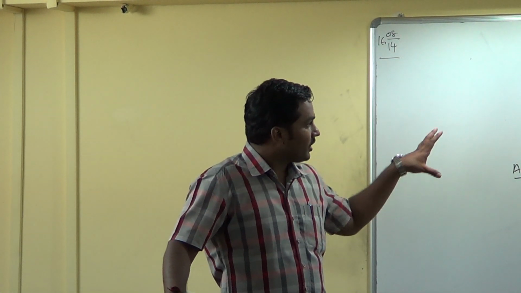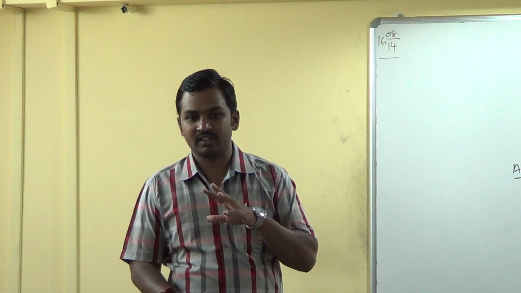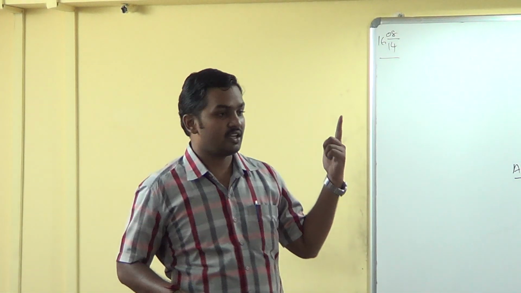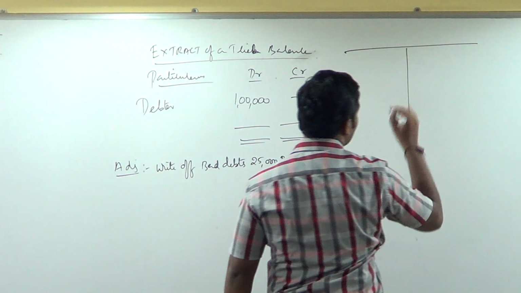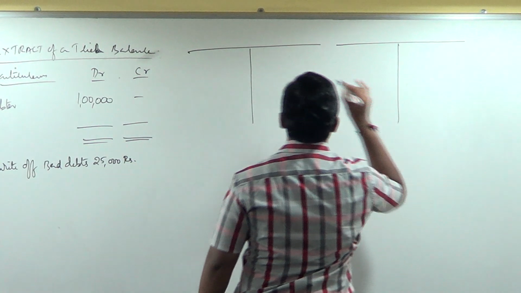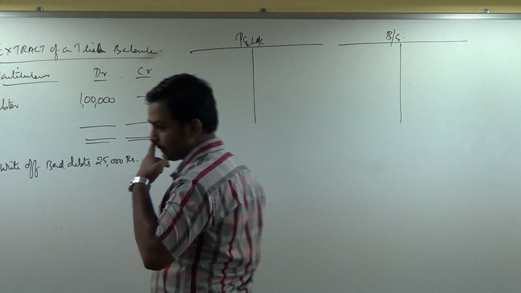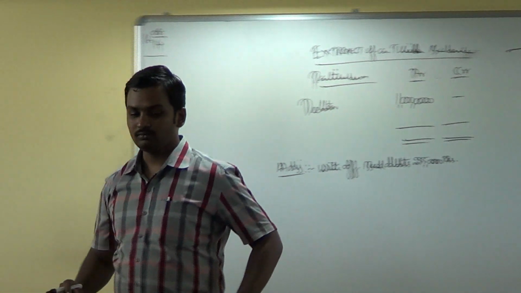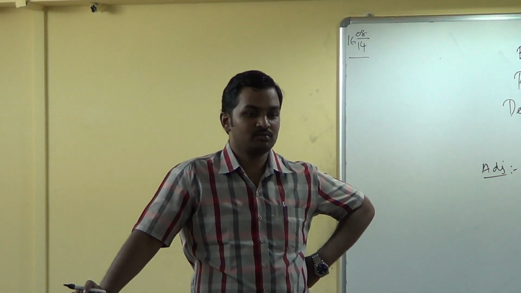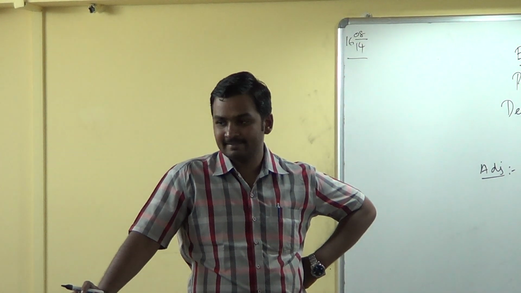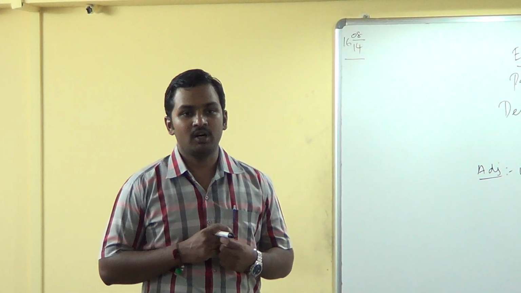Okay. Now, in this particular problem, I think two portions of the final account will be affected. One is the profit and loss account, and second is the balance sheet. So let us open a small P&L account. Don't waste much space in your notebook. P&L account and balance sheet. As I told you, scales and pencils are banned in my classroom. Open a small profit and loss account and open a small balance sheet.